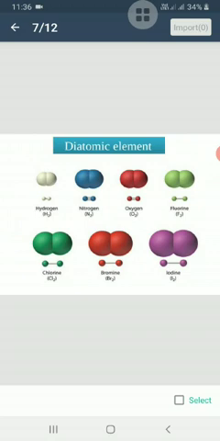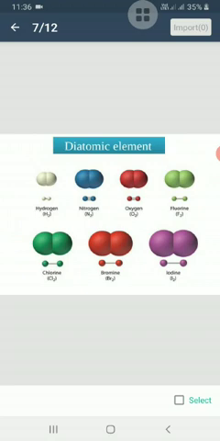Thus H2 represents a molecule of hydrogen, N2 a molecule of nitrogen, O2 a molecule of oxygen. Now it is not an atom, it's a molecule, because two atoms combine together and make a molecule. Cl2 is a molecule of chlorine, Br2 a molecule of bromine, and I2 a molecule of iodine.